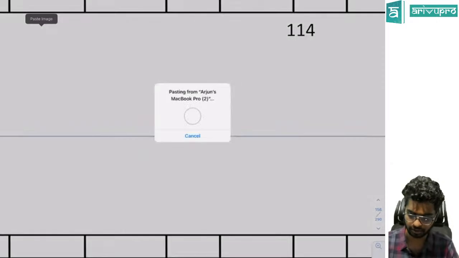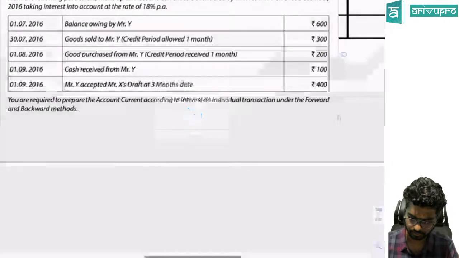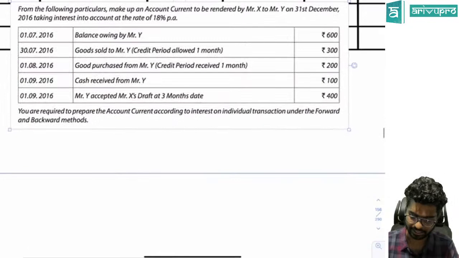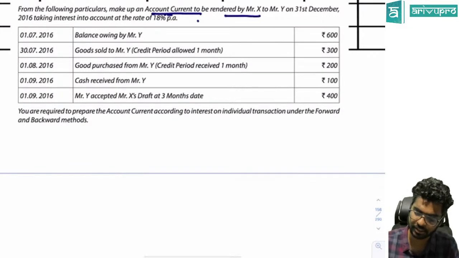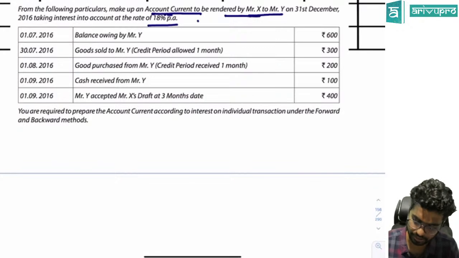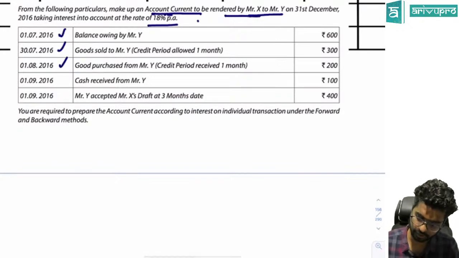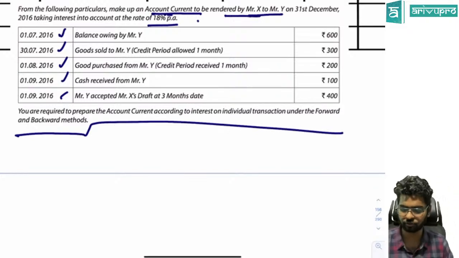Guys, see this question. Everyone read this question. From the following particulars, make up an account current to be rendered by Mr. X to Y on 31st December, taking interest at 18% per annum. 1, 2, 3, 4, 5. Prepare under the forward and the backward method. I'm not doing the forward method because we guys.